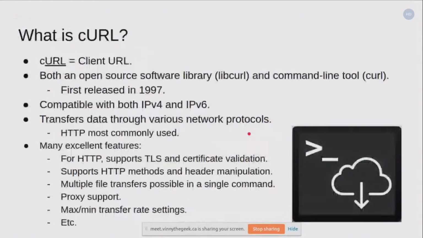So let's first start off with a bit of background. So what is curl? Curl stands for client URL, and you can see that in this way that they like to spell it. It kind of emphasizes the URL part. It's both an open source software library, libcurl, which I believe is written in C, and it's also a command line tool, just curl. And it was first released way back in 1997. So it's been around quite a while, pretty much since the early days of HTTP. It's compatible with both IPv4 and IPv6.